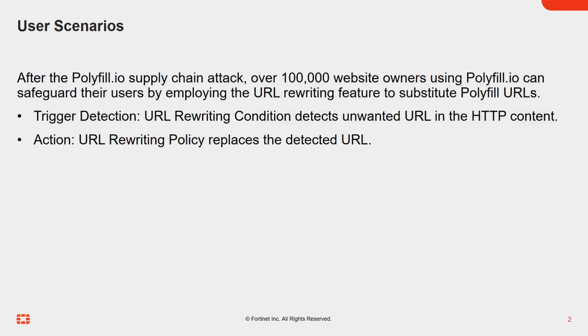You may have heard about the recent Polyfill.io supply chain attack. Over 100,000 website owners using Polyfill.io can protect their users by utilizing the URL rewriting feature to replace polyfill URLs. With URL rewriting, a condition detects the unwanted URL in the HTTP content, and FortiWeb can mitigate this attack by deploying a URL rewriting policy to replace the detected URL.